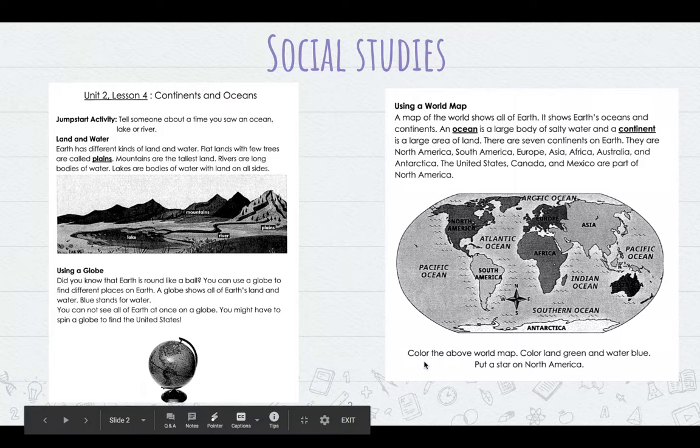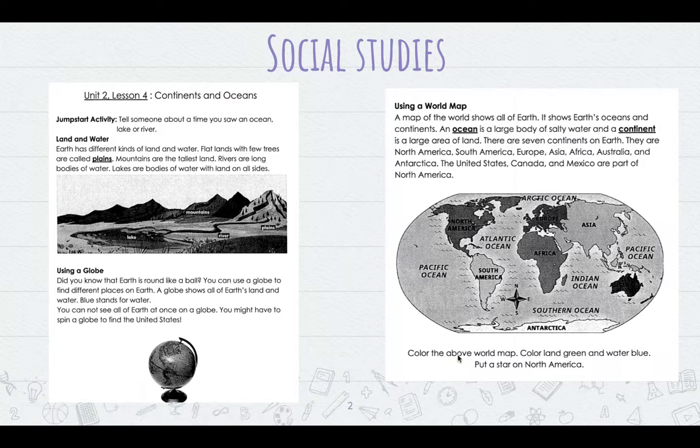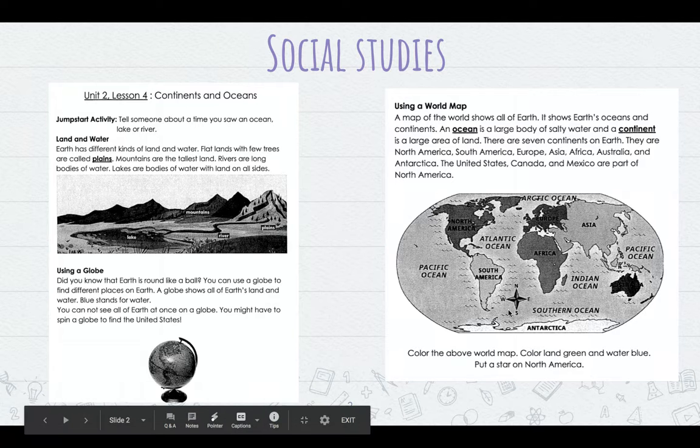And when you're finished, your activity for today is you're going to color the map. You're going to color the land green and the water blue, okay? And you're going to put a star on North America because that's the continent that the United States is in, where we live, okay?